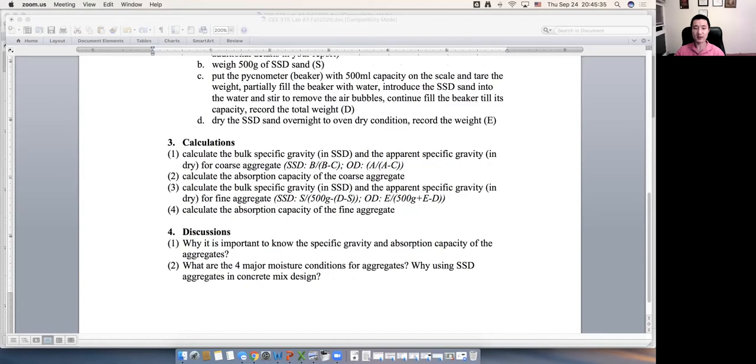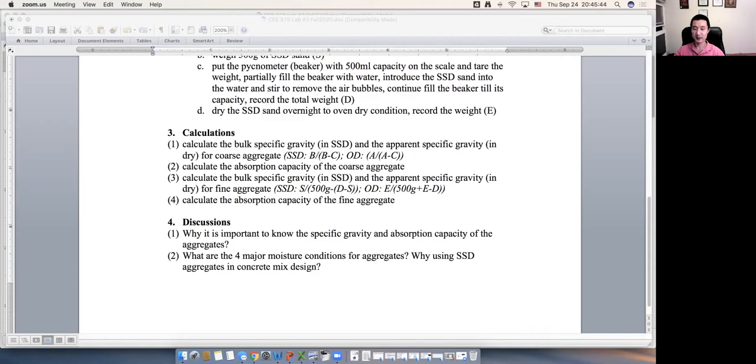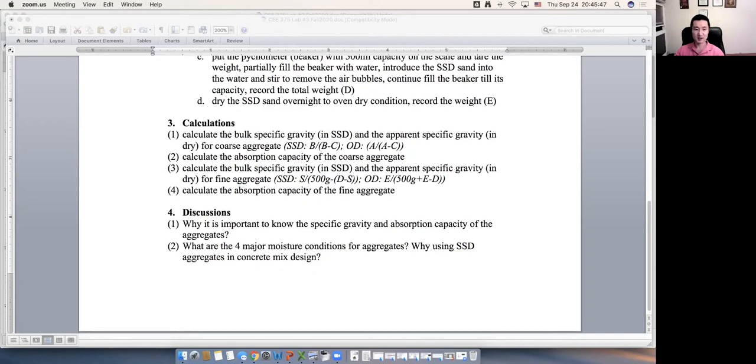What are the 4 major moisture conditions for aggregate? We have oven dry, air dry, SSD, and wet conditions. And why should we use SSD aggregate in concrete mix design? That is because only under SSD condition will the aggregate neither give out water nor absorb water from the mix, so we can keep the real water to cement ratio we want. So let's look at the demo.